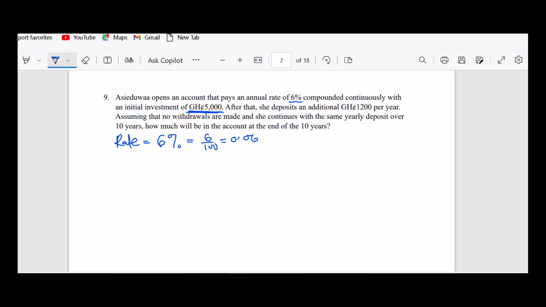Now, the initial investment. If we say P is the balance, then P naught equals 5,000. In other words, at t equals 0, P of 0 equals 5,000.